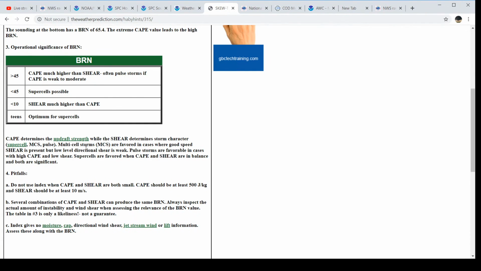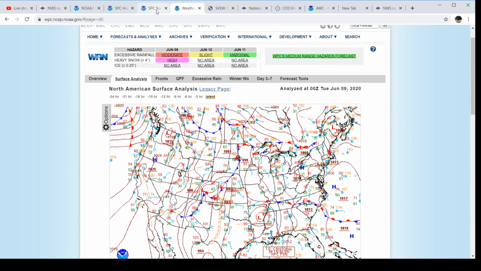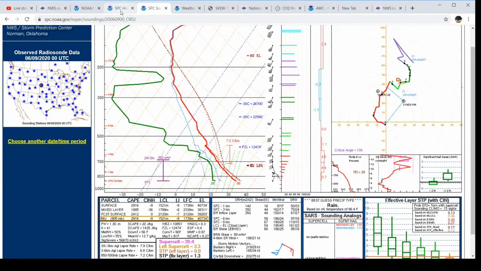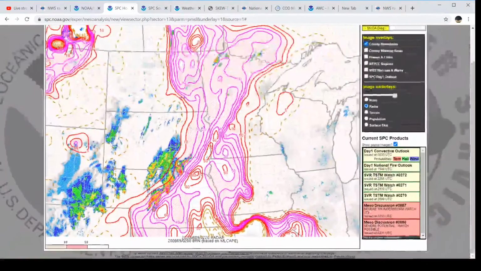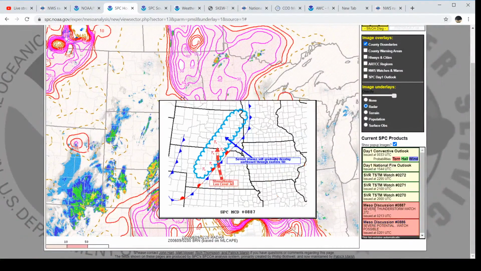Let's see. Multi-cell storms are favorable in cases where good speed shear is present and low-level directional shear is weak. Okay, that's kind of what's happening. Pulse storms are favorable in case of high CAPE and low shear. Supercells are favorable when CAPE and shear are in balance, and both are significant.